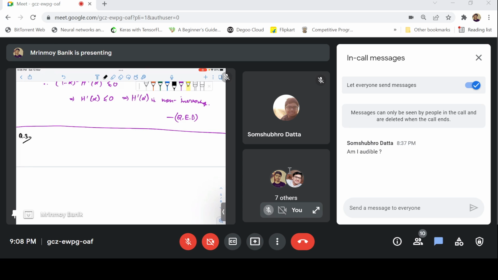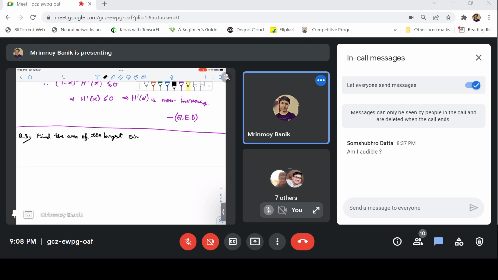Q3. So this says find the area of the largest circle inscribed between the graphs y equals 1 by 1 plus x squared, and y equals minus 1 by 1 plus x squared.